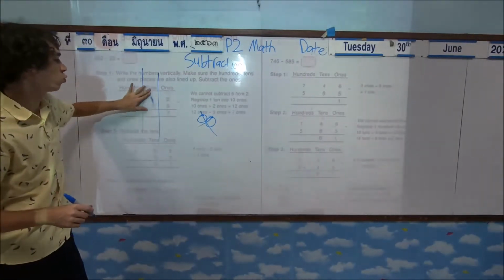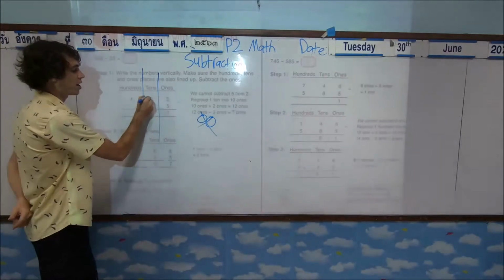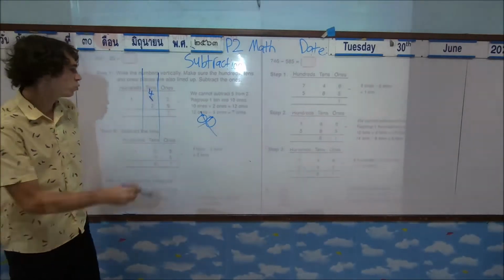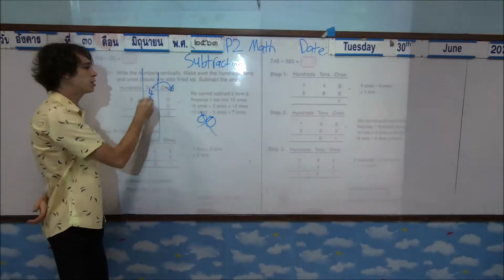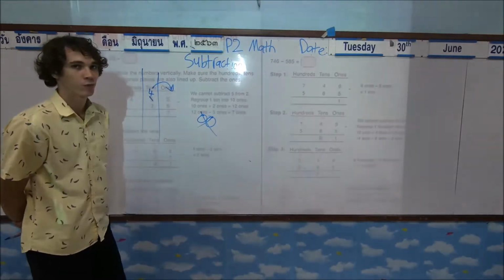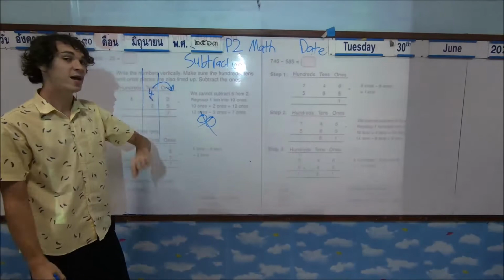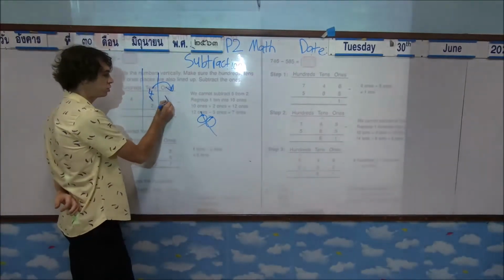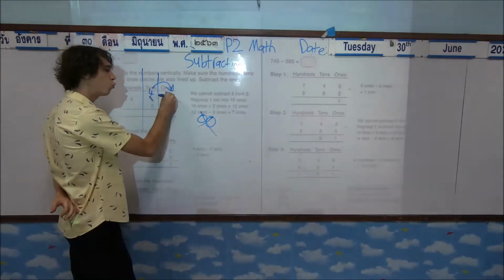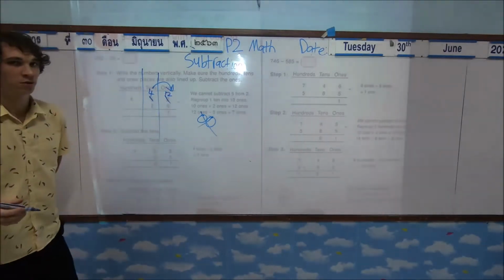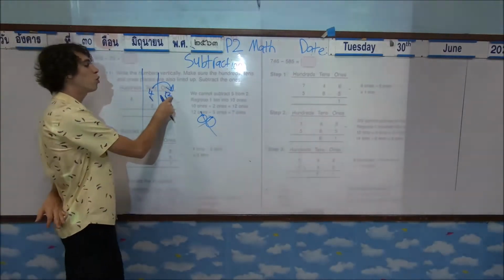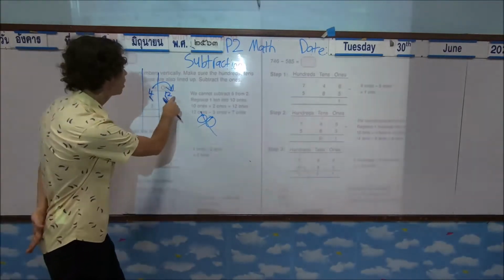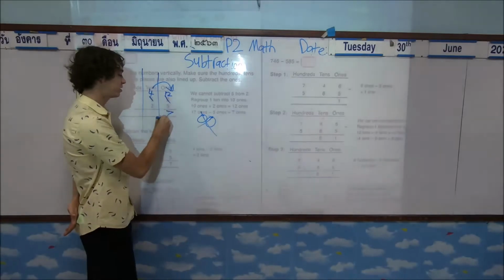So we minus 1. 5 minus 1 is 4. And then we move it to the ones. I take 1 ten, that's 10 ones. That 2 is a 12. Right? Now 12 minus 5. 12 minus 5 is 7.